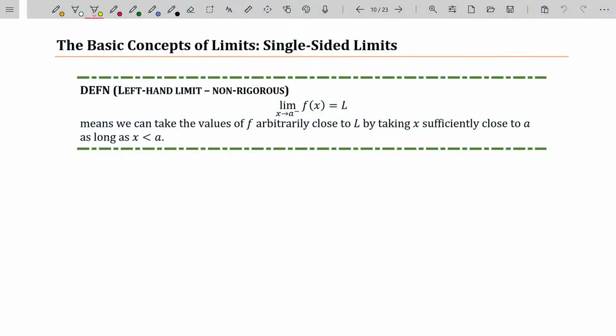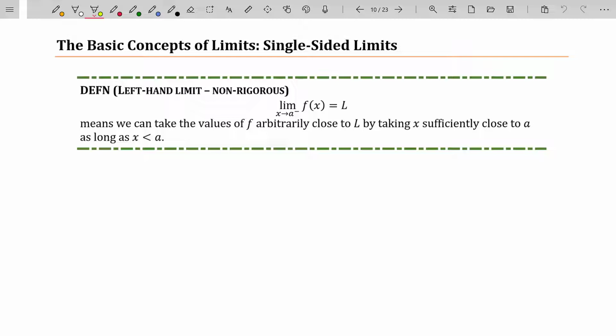Hello, my name is Roy Simpson, professor of mathematics at Cosumnes River College in Sacramento, California. This video is a continuation of a series of videos as an introduction to limits in Calc 1 or differential calculus. We have just discussed the basic non-rigorous definition of a finite limit at a finite point.